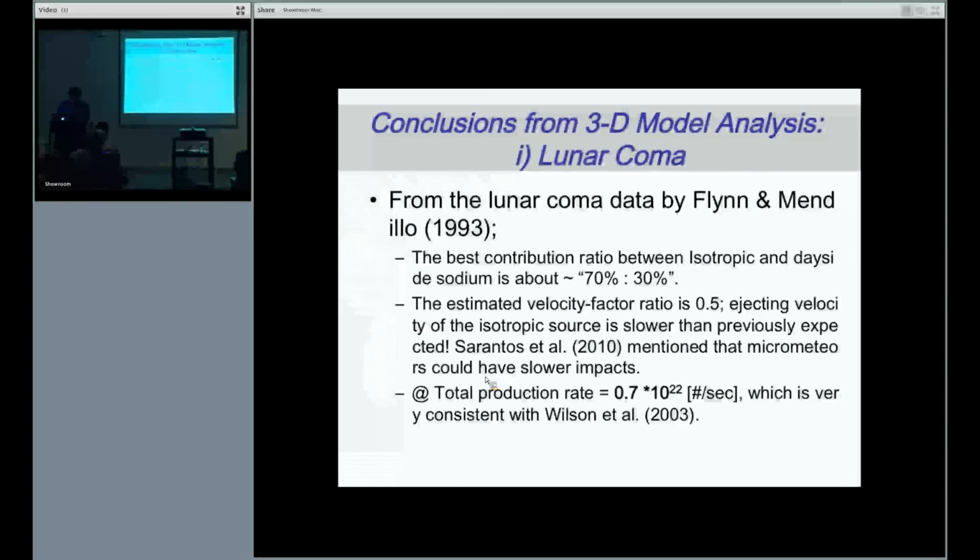So from the lunar coma data analysis, we found that the best contribution ratio between isotropic and day-side sodium is about 70% to 30%. So the isotropic source is dominant, and the estimated velocity factor between the isotropic and day-side sodium is about half. And the total production rate of sodium from the lunar surface is about 0.7 times 10^22 atoms per second, which is very consistent with the Wilson et al. result.